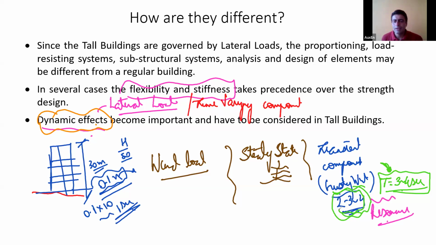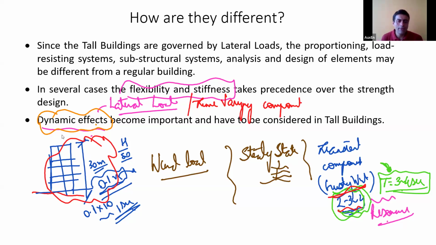My gusting wind is having a 3 or 4 second duration. So this gusting wind will not have a resonance effect on my G plus 10 structure. Is it making sense? What I'm saying is, if I have a G plus 10 structure, my gusting wind may not have a response on it because the time periods are not matching. That means the fundamental time period of my building is not in sync with the gusting wind duration.